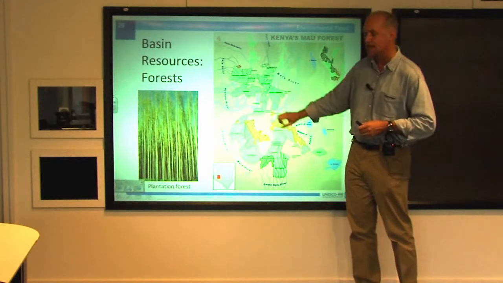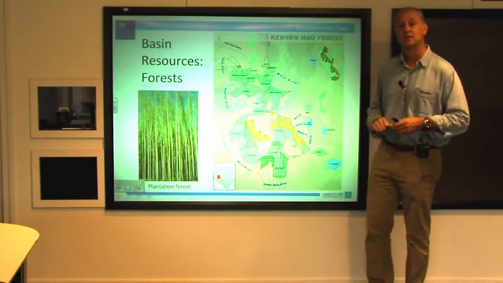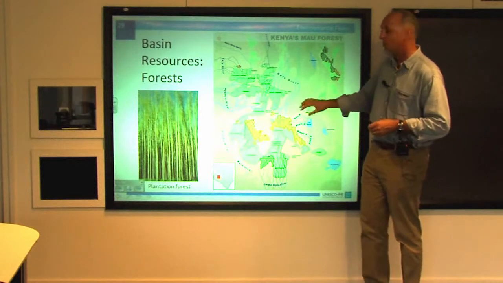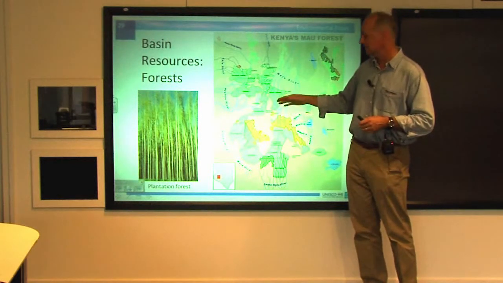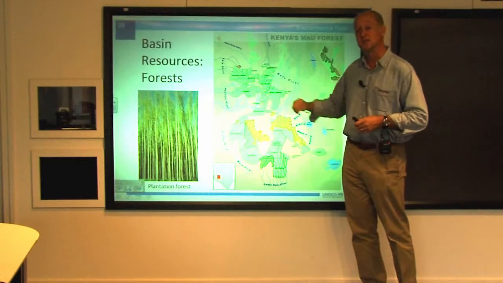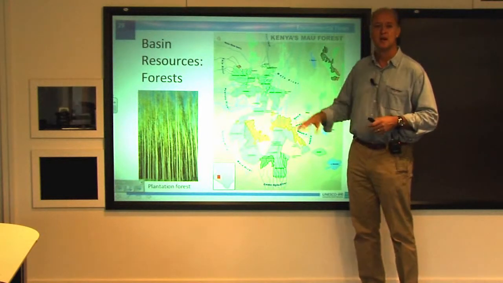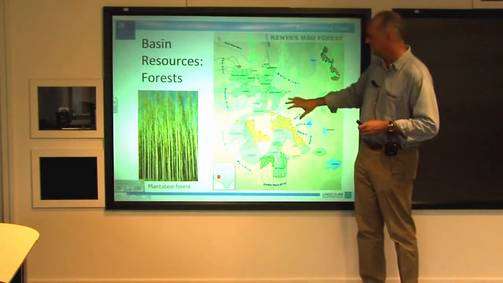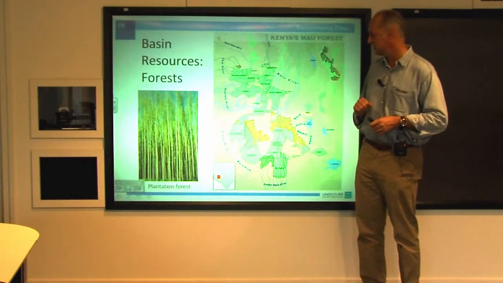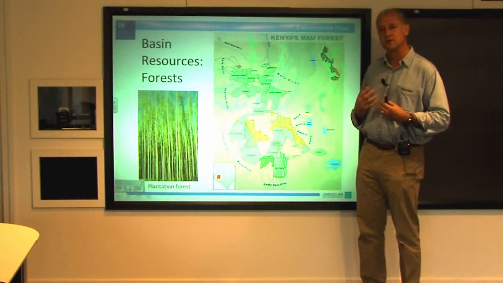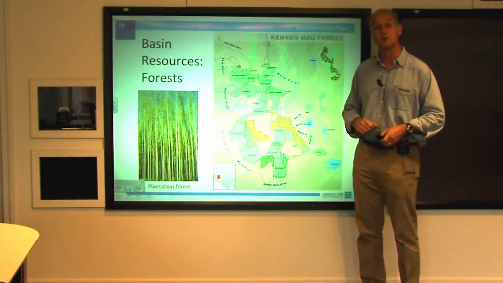This is in Kenya. This is the Mau Forest Complex, an important water tower in Kenya as the headwaters of several important rivers, and also an area of very complex socioeconomic issues as Kenya struggles to preserve these important forests.